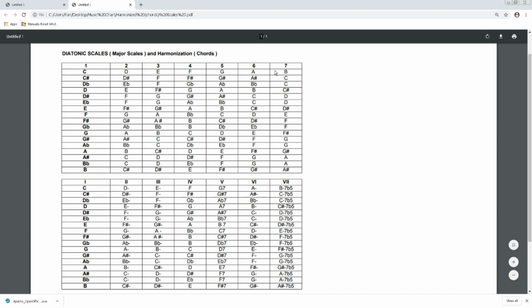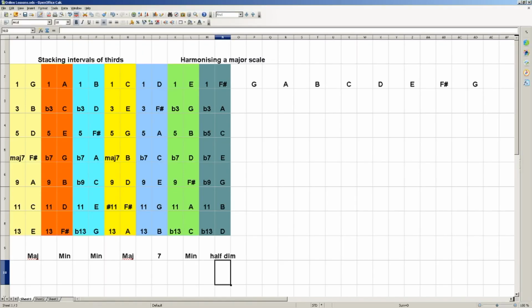So you have all your major scales. In this case, we did G, so G, A, B, C, D, E, F sharp, and the relative harmonization. So G, A minor, B minor, C, D7, E minor, F sharp half diminished. Because thanks to this harmonization, we know that the first chord is major, so G major, in the key of G, obviously, because we're doing this in G now. A minor, B minor, C major, D7, E minor, F sharp half diminished.